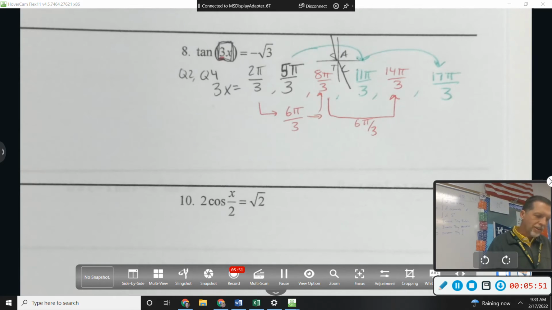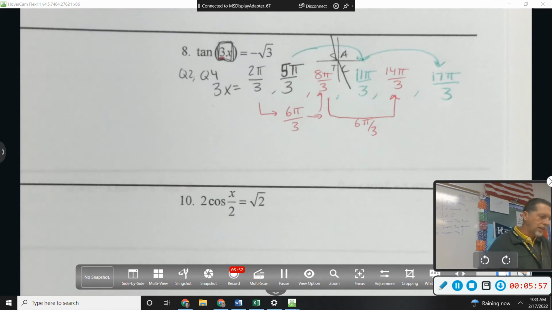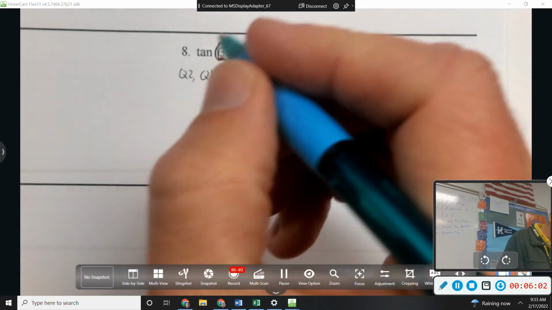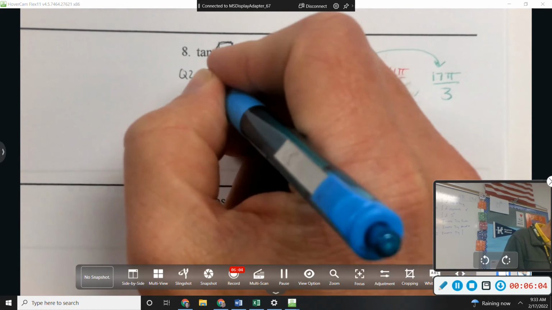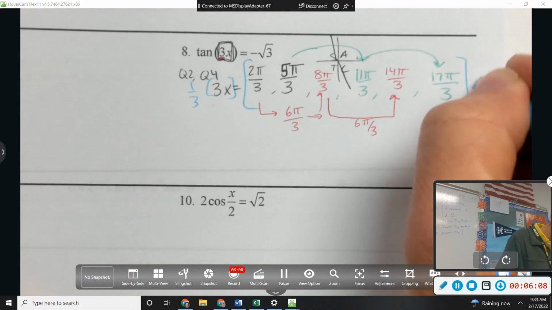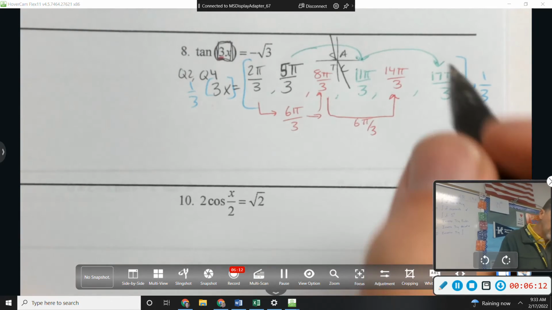What's my final step here? Yeah, I've got 3x. I don't want 3x. I want to know what x is equal to. So divide by 3, but given what's on the right, it'd be much easier to multiply by a third. So all my denominators are now going to be 9.